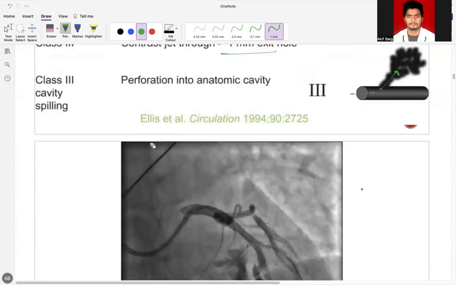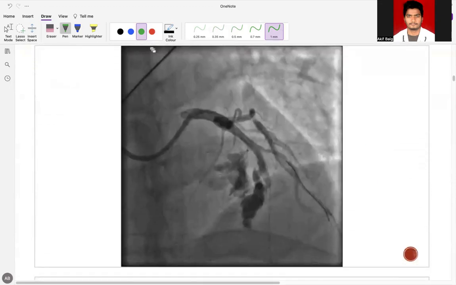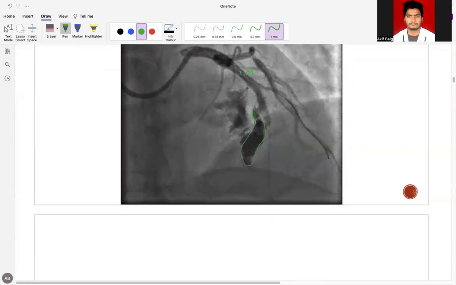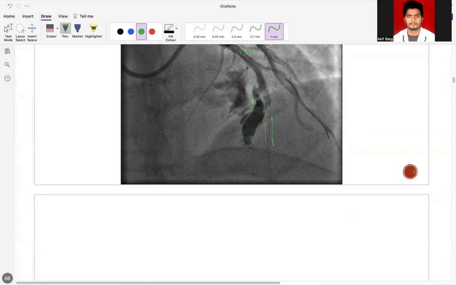pericardium. You can see here, this is the left main coronary artery, and this is the left anterior descending artery. You can see the blood is leaking here. All this part you can see here is the perforation. The wire has been passed, but since there is all this leakage, the distal part of the LAD is not getting stained. There is no injection going there. All the injection is going into the pericardium, leading to a large perforation.